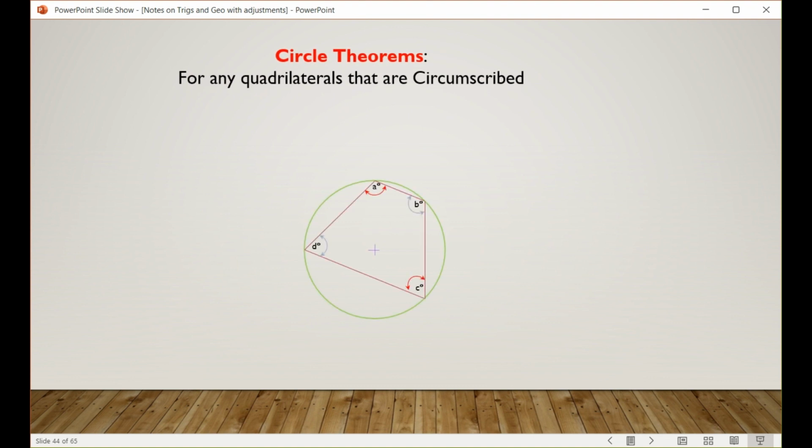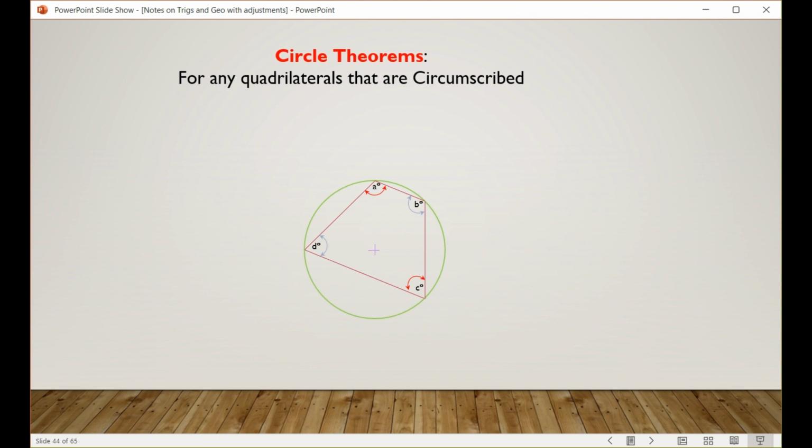And now let's look at a similar rule, but no longer for triangles. We're going to be looking at it for 4-sided figures. 4 means quad, and sides is lateral. So for any quadrilateral that is circumscribed, meaning that all 4 corners touch some part of the circumference, let's name them A, B, C, D.